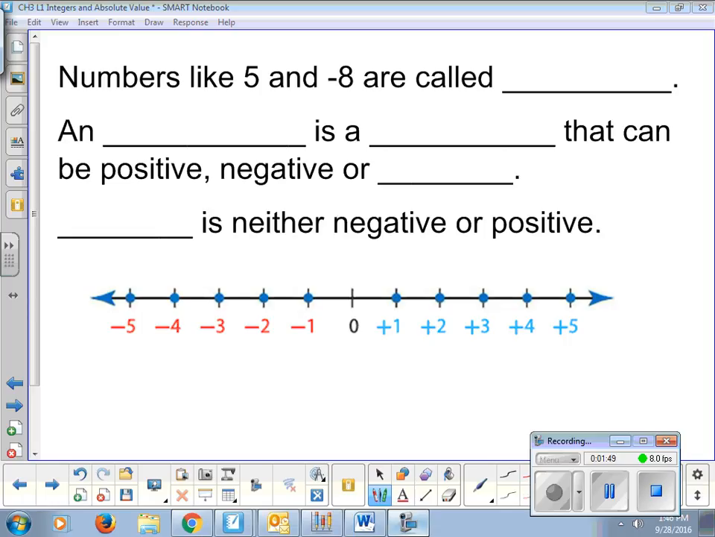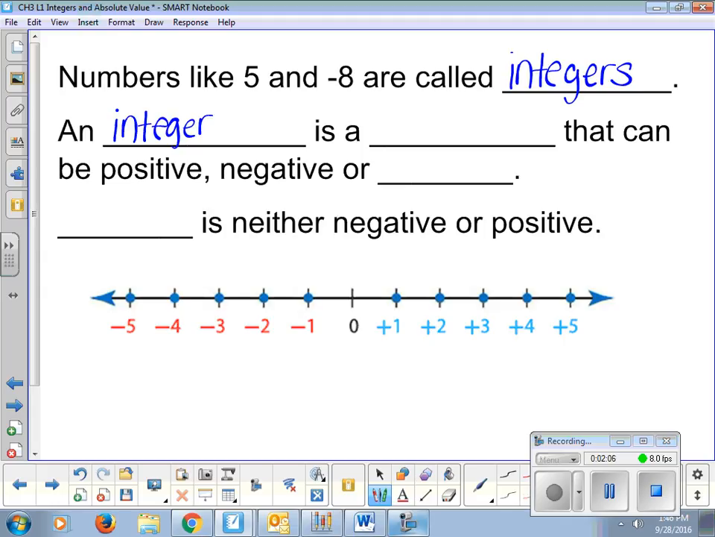Alright, for today's notes, numbers like 5 and -8 are called integers. An integer is a whole number that can be positive, negative, or 0. And that is because 0 is neither negative or positive. So any positive or negative whole number is an integer.